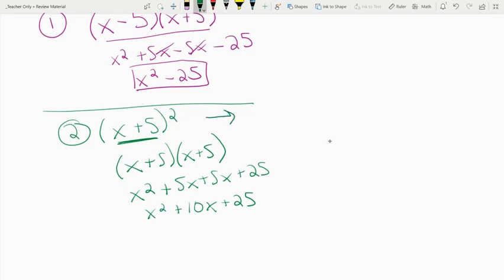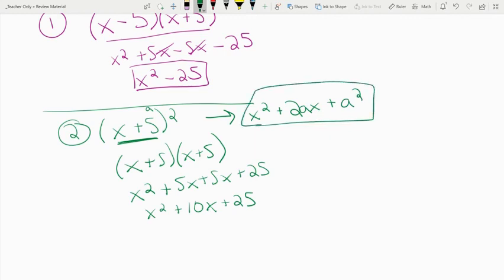What that means is if you ever see this, the format that the answer is going to be in will always be x squared, or the first term squared, plus 2 times the second term, we'll call the second term a, 2ax, plus a squared. This is always your format if you have something that looks like that.